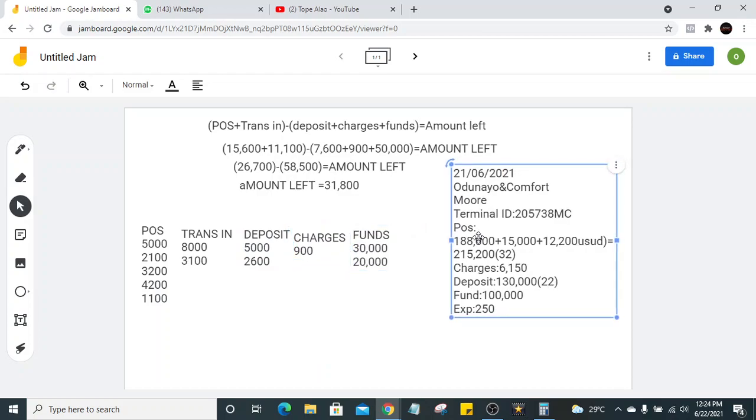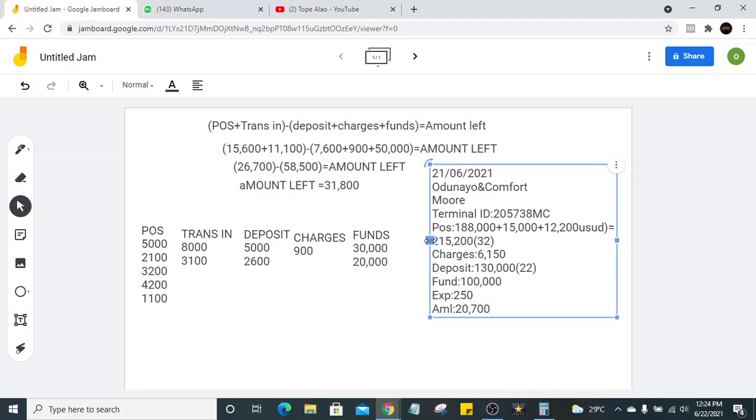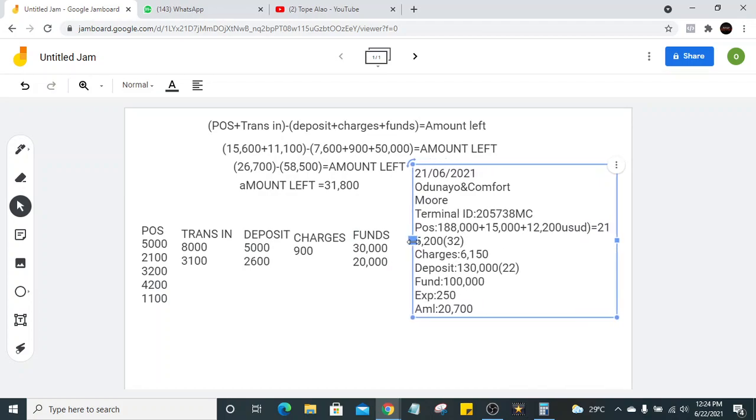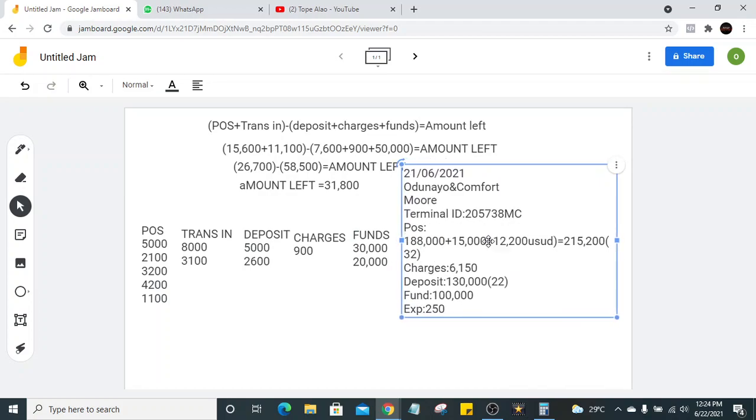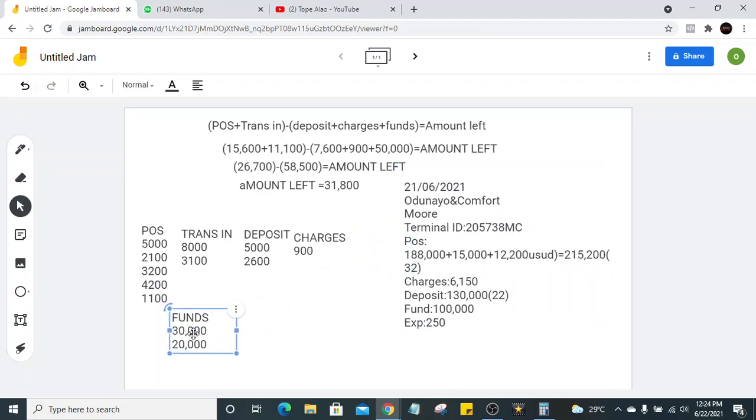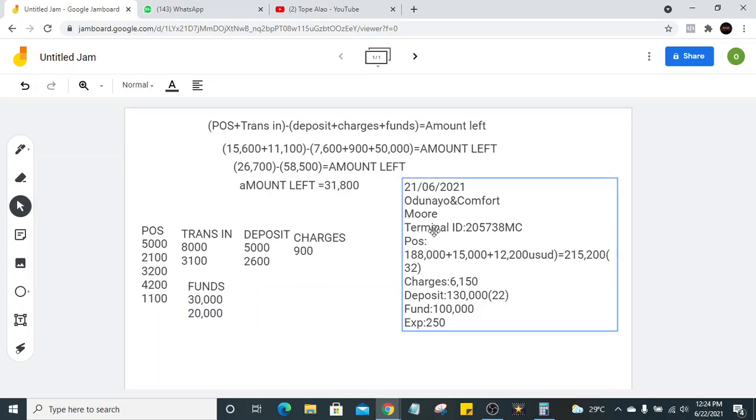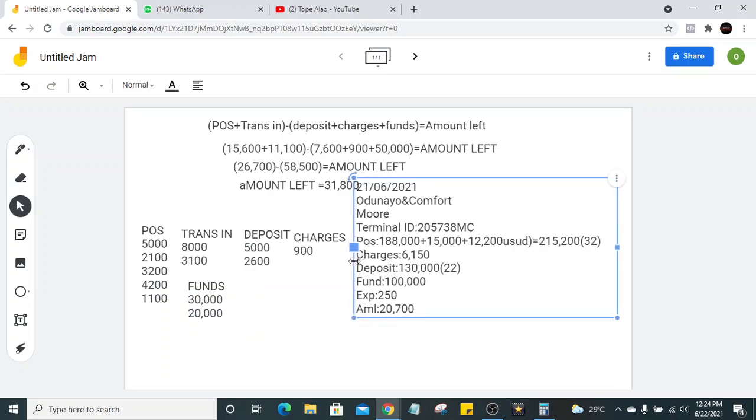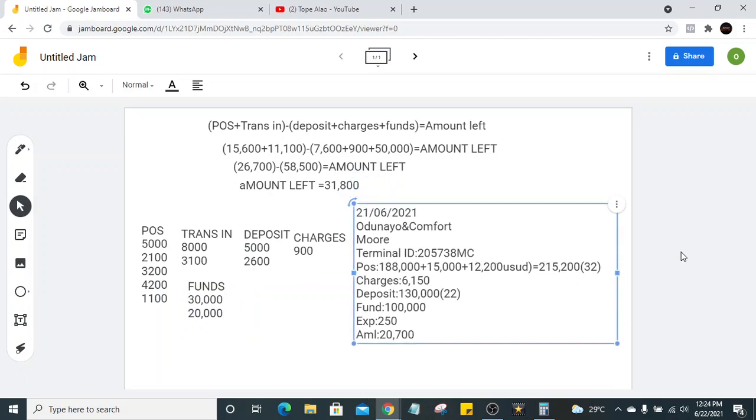Okay, let's drag this. Let me just drag it now. All right, yes, this is what I'm looking at. I want everything to be on the same line. So now these are the parameters. This is the POS.